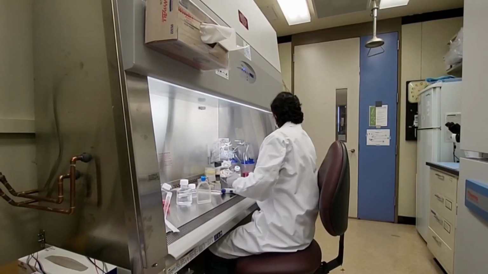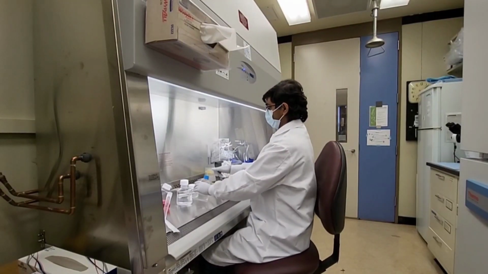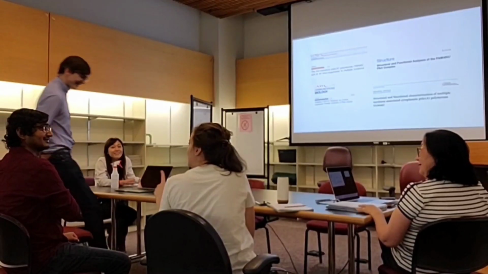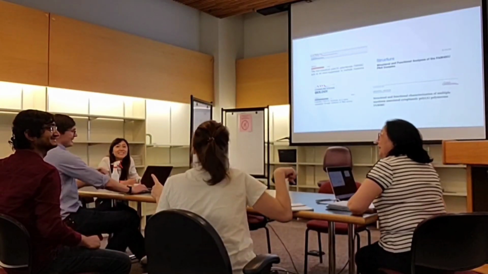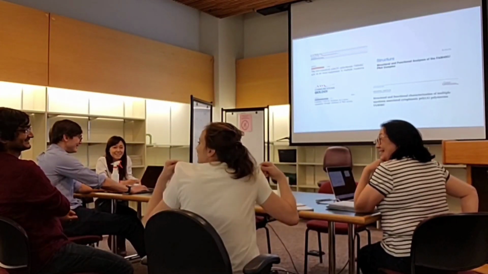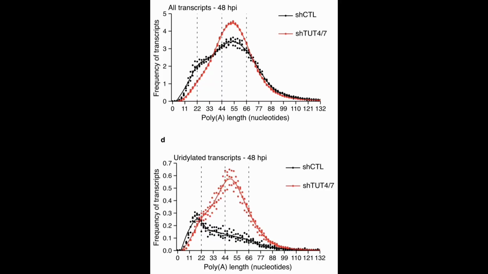To understand what is happening at the molecular level, we analyzed polyA tail and uridylation profiles in control and mutant cells during infection. While control cells display polyA tail shortening and the emergence of uridylated tails at 22 nucleotides, this did not occur in TUT4 and TUT7 deficient cells. Instead, polyA tail profiles remained symmetric, and uridylation at 44 nucleotides became the most prominent.